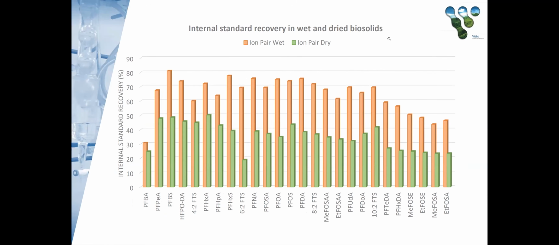So now looking at a difference between a wet sample and an air-dried sample. The wet data is what we've just seen on the previous slide from the ion pair extraction. And then the same matrix air-dried and extracted again using an ion pair. Now there's across the board lower recoveries for the dried sample. I would expect some lower recoveries, but it's kind of interesting that everything was lower.